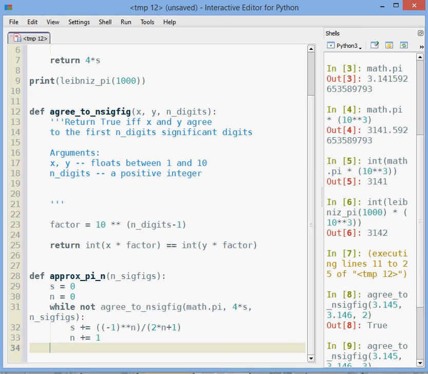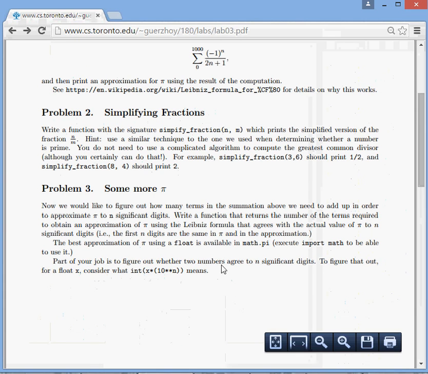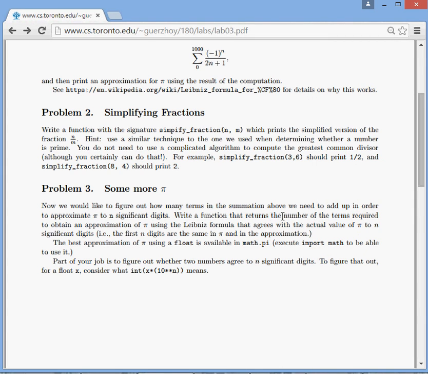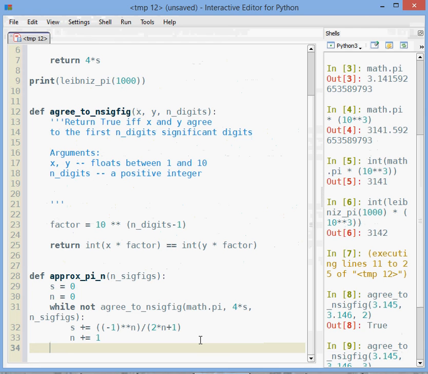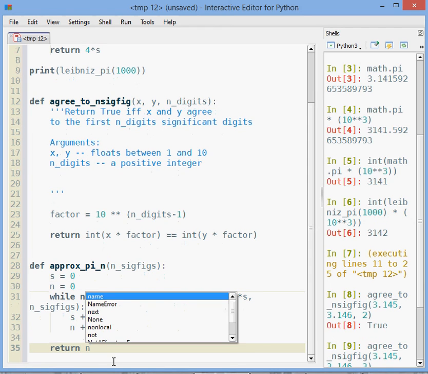Now, one small thing that we need to pay attention to is what exactly are we looking for here? So we need the number of terms required to obtain an approximation of pi. So it's the number of terms rather than the last n. So let's make sure that that's what we're actually computing. So if s equals 0 agrees with pi to n significant figures, then we're done already, right? And then we'll return n as we should. So that's good.